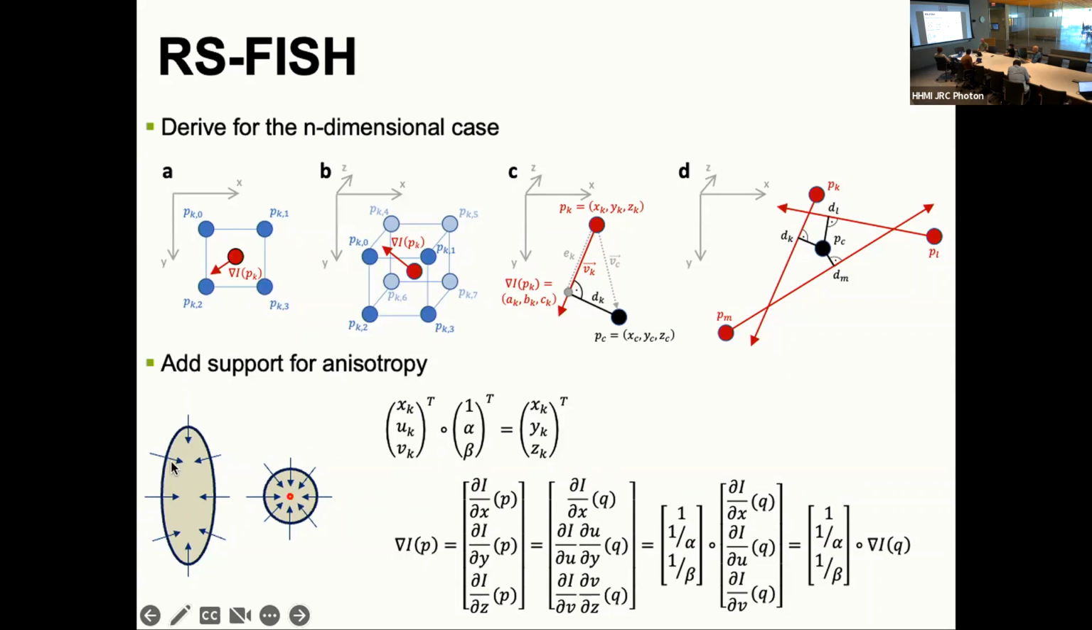What people have done before, if they use this, is simply scale the image. You can do this too, right? You can scale the image and make it isotropic, but then you need interpolation and all these kinds of things, and you modify the gradient. It's easier if you can just derive the whole thing on the images. That's basically what we did here.